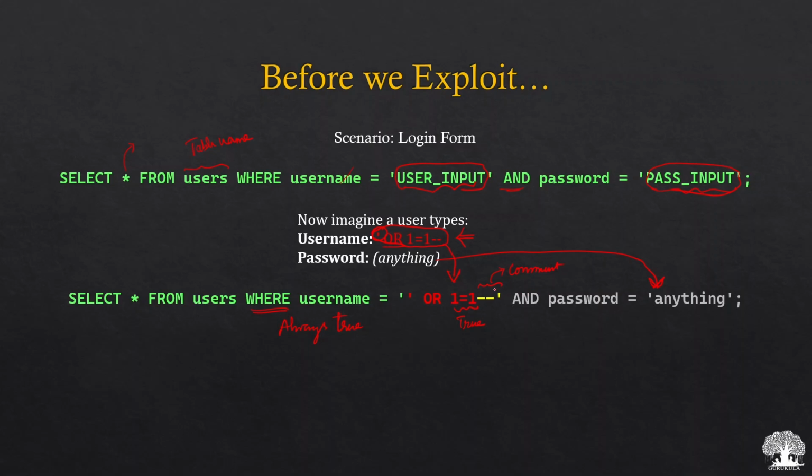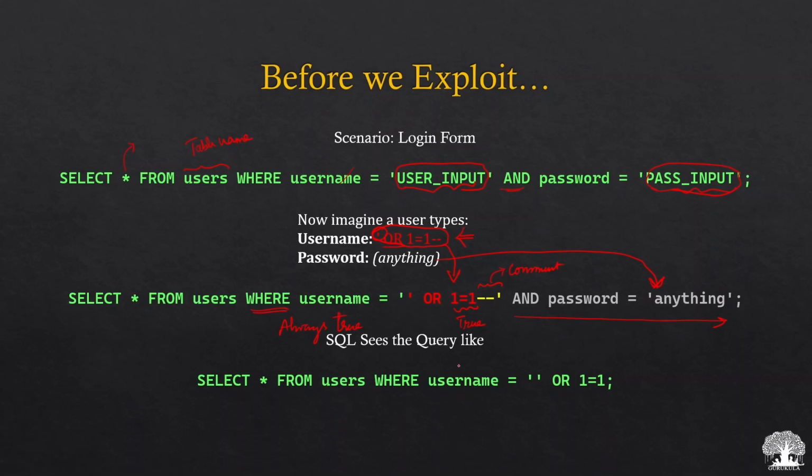So what happens at this particular stage is these hyphens will comment out the rest of the syntax so that anything after these hyphens will not be considered by the SQL statement. No matter what password you type, it's not going to check against the value. What the database actually sees is the final query like this. So it is going to select all the values from the table users where username is equals to nothing or 1 equals to 1. Maybe this condition is false and this condition is true.